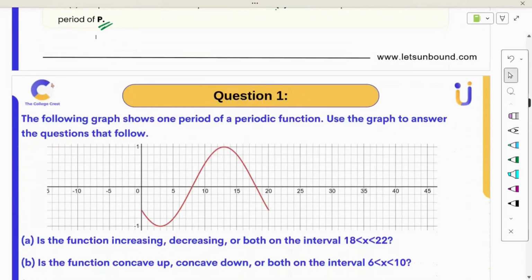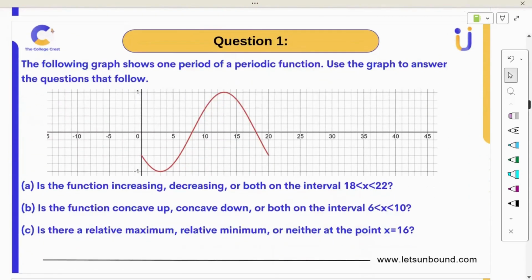Now, let's solve questions. The following graph shows one period of a periodic function. Use the graph to answer the questions that follow. So it's a part of a function and one period is given, right? And many questions are there. First, let's complete this one. First question: is the function increasing or decreasing or both on the interval 18 to 22? I don't know what the behavior is from 18 to 22, right? 20 is given, but 22, I should find.